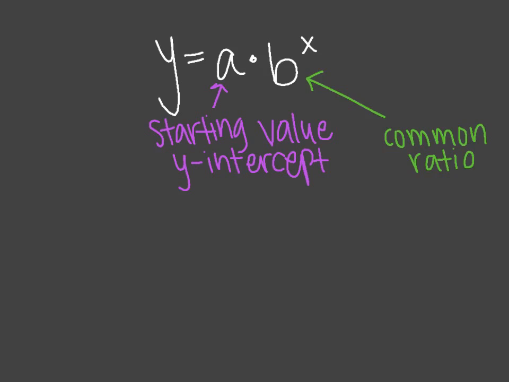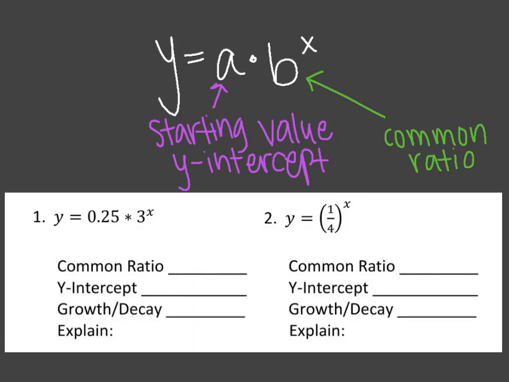So let's look at a couple of examples. The first example is y equals 0.25 times 3 to the x power. To find my common ratio, it's always my b value, which is always whatever has the exponent on it. So my common ratio in this case is 3. And remember, what that really means is that the pattern of this function is that it's multiplying by 3 every single time. My y-intercept, I'm looking at the front of my equation. It's going to be 0.25, so that's my starting value.